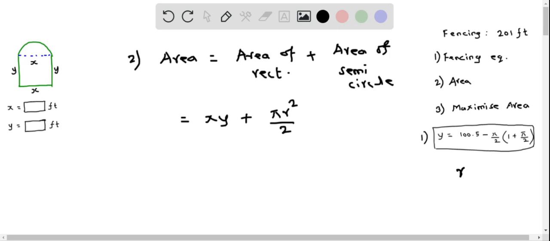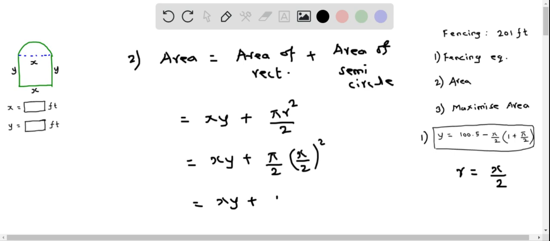And we already know that the radius of the semicircle is x by 2, which we will substitute here and replace the radius. So therefore this becomes xy plus pi by 2. R is x by 2, so I'm replacing R as x by 2 quantity squared. This gives x times y plus pi by 2 times x by 2 quantity squared, which is x squared by 4. And in fact we can simplify this, so this becomes pi x squared by 8.